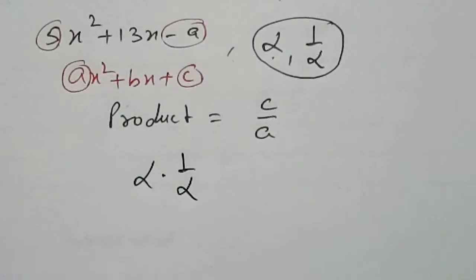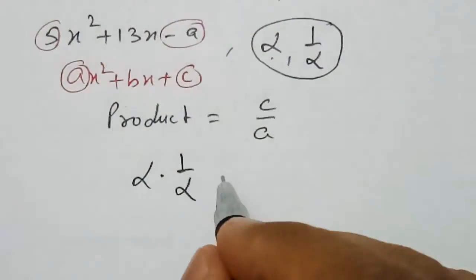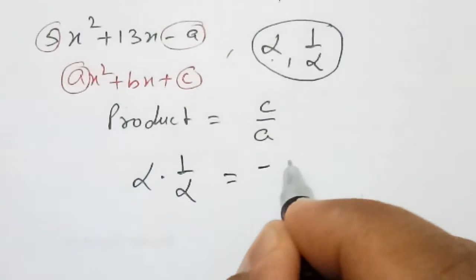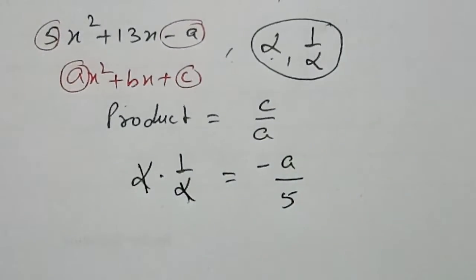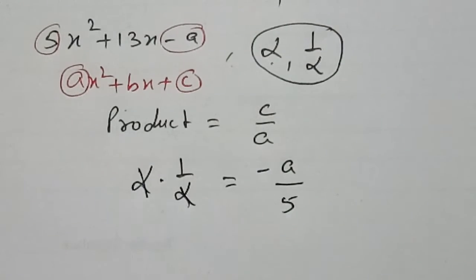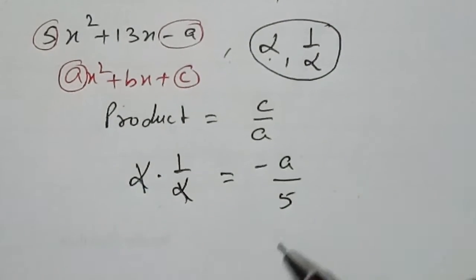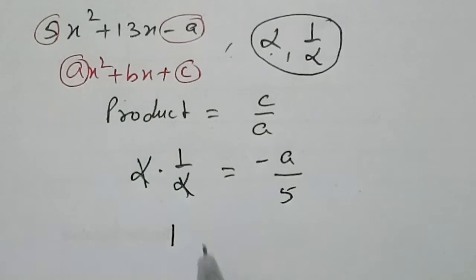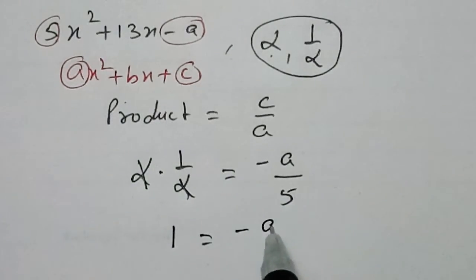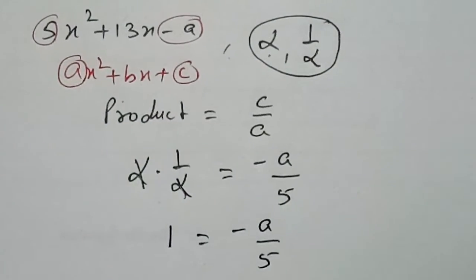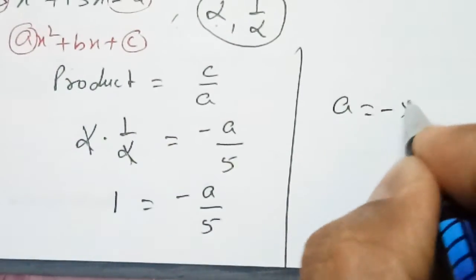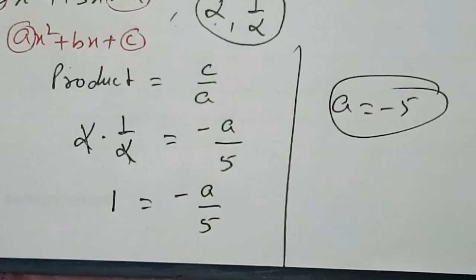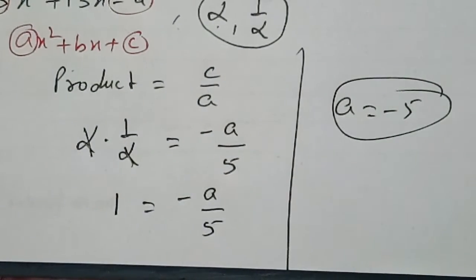So product of zeros is alpha and 1 upon alpha. Why are we taking this case? Because when we take the product, this product becomes 1. Whenever the zeros are reciprocal of each other, their product is always equal to 1. So we directly get this value of a, which we need to find out. So from here a equals minus 5. So minus 5 is the value of this variable a.